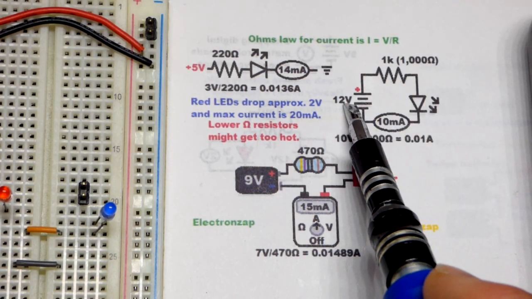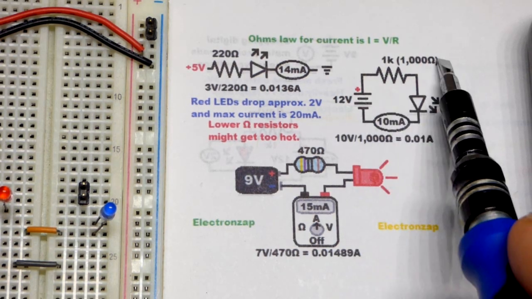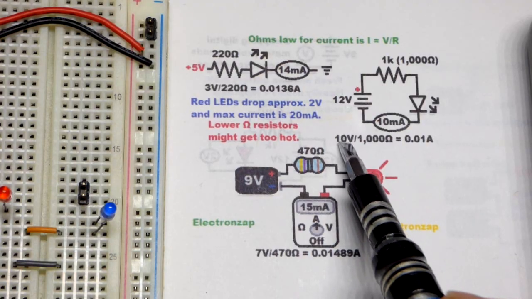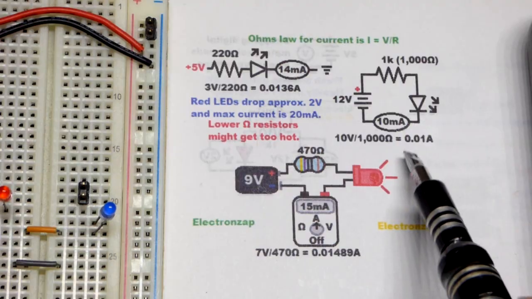So we got 12 volts from the battery. Red LED is dropping a couple volts, leaving 10 volts across the 1000 ohm resistor. As you can see there, makes the math easy. 10 milliamps of current. Pretty straightforward with the 1000 ohms.